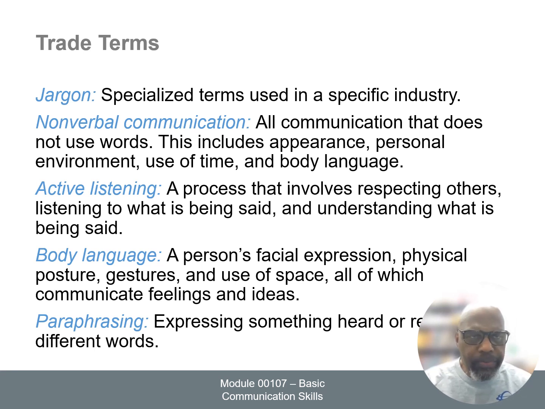Here's some trade terms. Jargon is just specialized terms used for specific industries. So in other words, when we call a piece of wood a 2x4, we all know what we're talking about because we know that is actually an inch and a half by 3.5 inches.